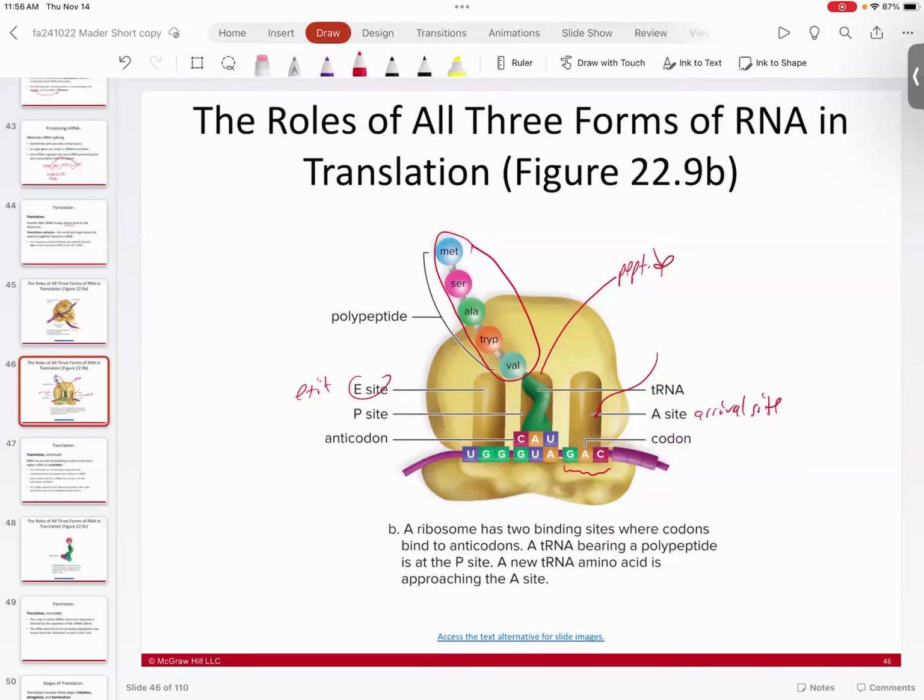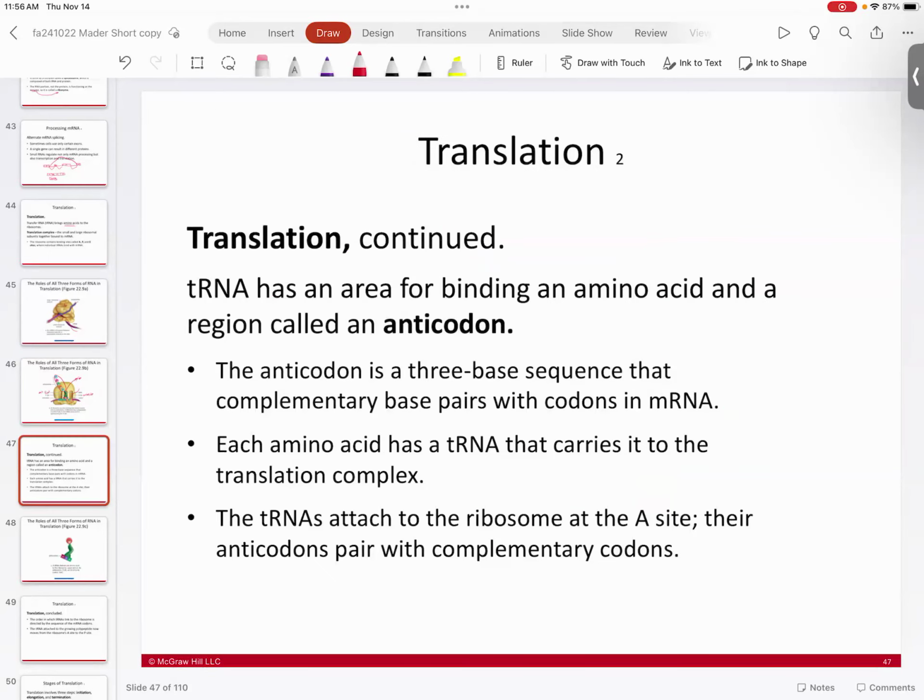So once you transfer your peptide to the growing chain, you're empty now. And as a tRNA, this is where you exit. Okay. So on the tRNA itself, it's got two different main areas for binding. The first one is what's called the attachment site for the amino acid that it has. And then the other side is an anticodon, which reads the mRNA.